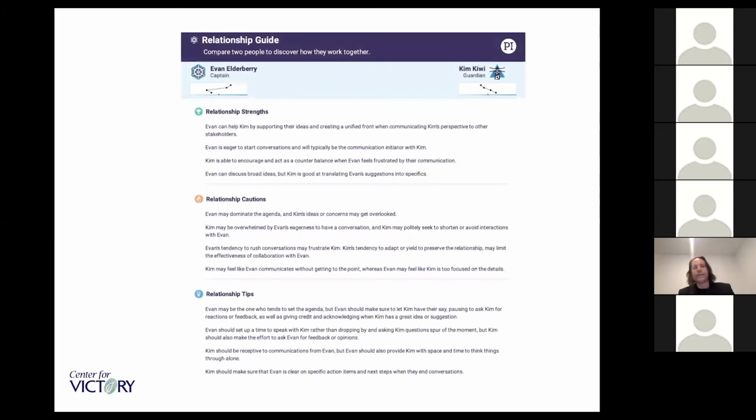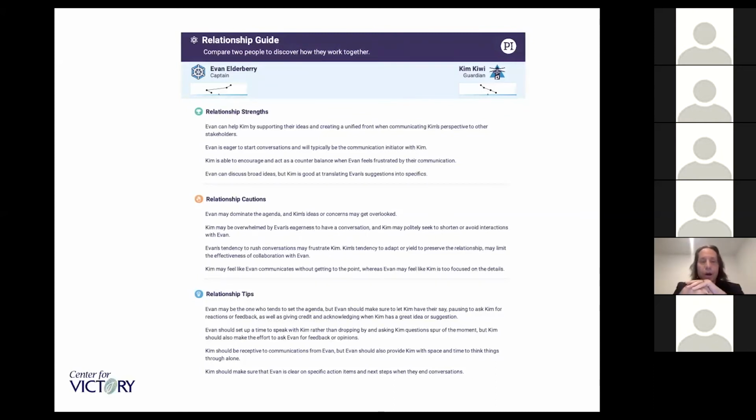One of the other things that we put inside that onboarding packet is the relationship guide. I know many of you are using this. I would use it again every 90 days. Just look at it. The nice thing about this relationship guide is you can take two people, and here we have Evan, and then we have Kim, who's Evan's supervisor. So we have the strengths of that, very complementary in nature.